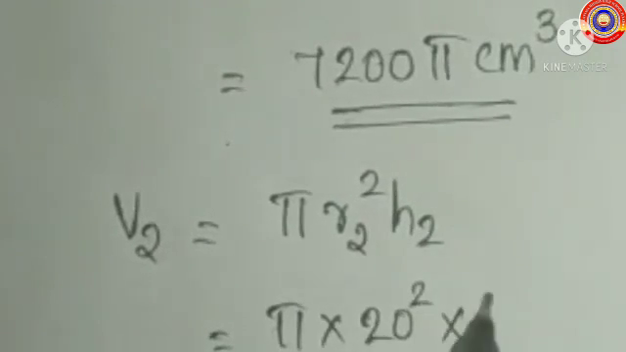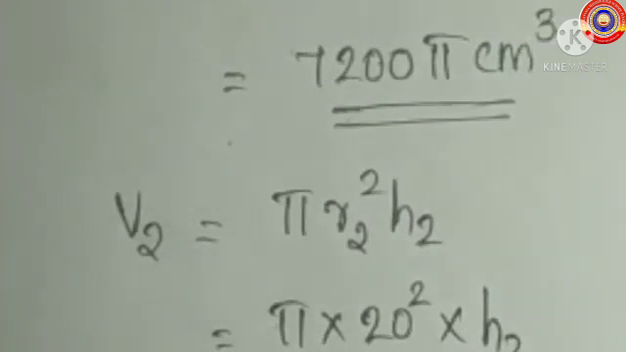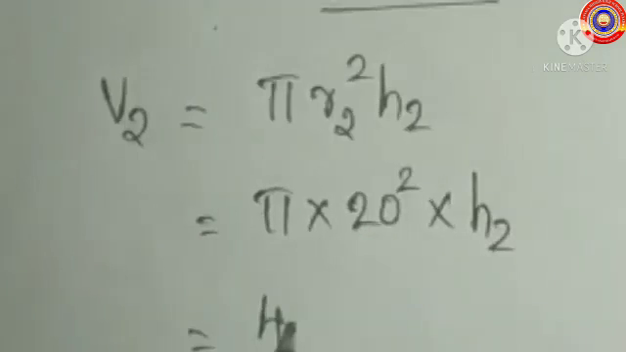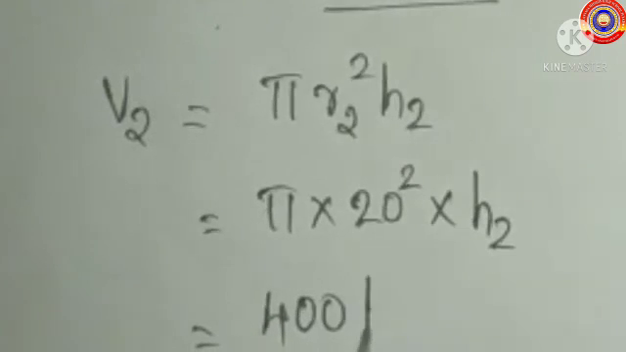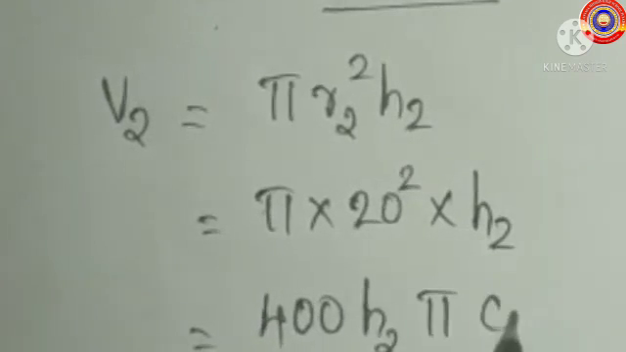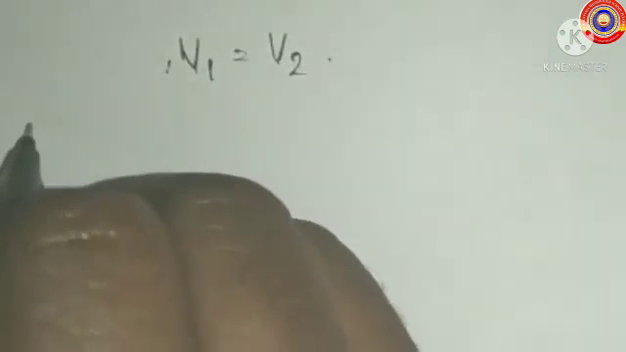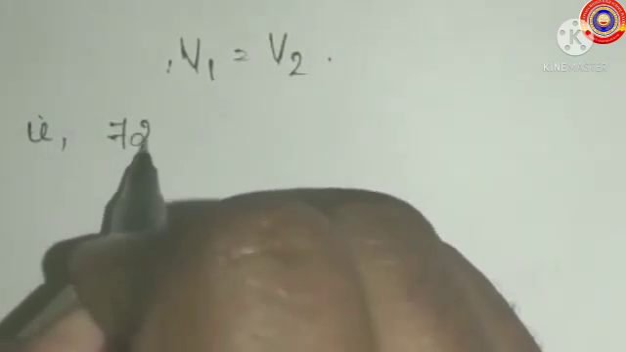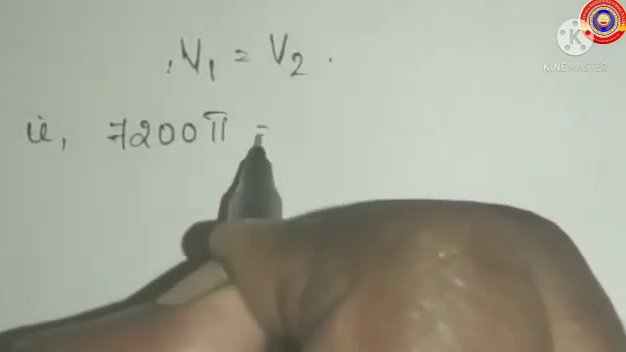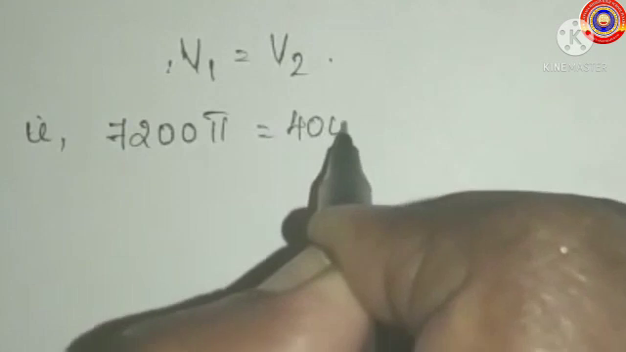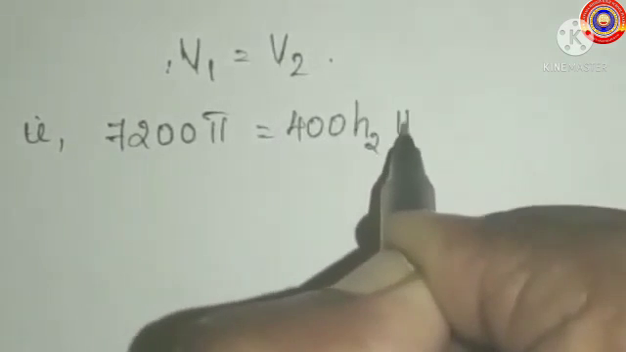Now V2 is equal to pi into R2 square H2, which is equal to pi into 20 square into H2. 20 square is 400. So 400 H2 pi centimeter cube. Clear? Now we have V1 is equal to V2 because the first cylinder is melted to form the second one. The volume remains the same. That is 7200 pi is equal to 400 H2 pi.